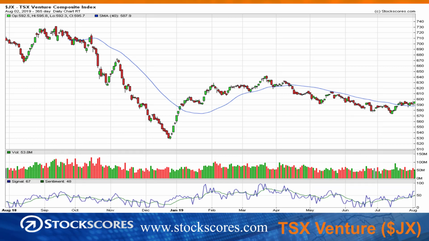TSX Venture starting to show some signs that are encouraging if you like to play these micro-cap Canadian stocks. We've broken the downward trend line. We're now building a rising bottom, and if we can break through that 600 level on the $JX, that's the symbol on Stockscores for the index, we should start to make a recovery. It's been a pretty rough 4 months, mostly because cannabis has cooled, but with some strong earnings last week from Aphria, perhaps a little bit of optimism will come back to the cannabis sector. We want to watch for that breakthrough 600 that could be motivated by strength in the cannabis group.